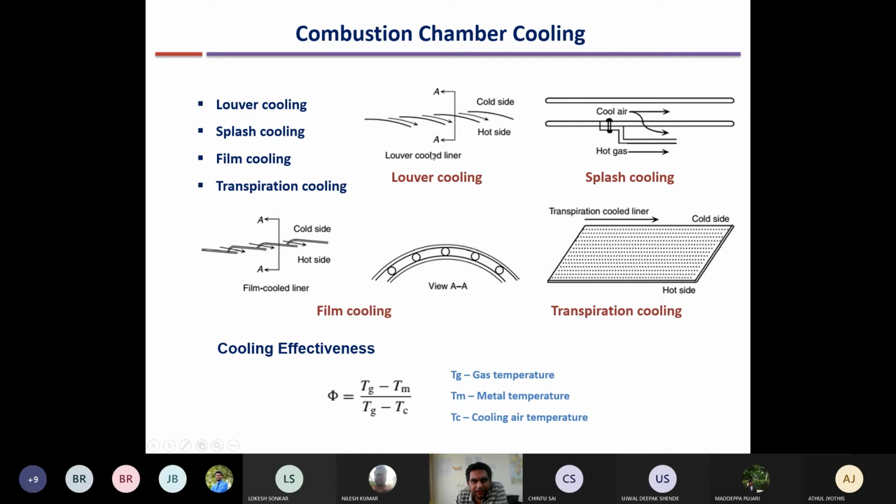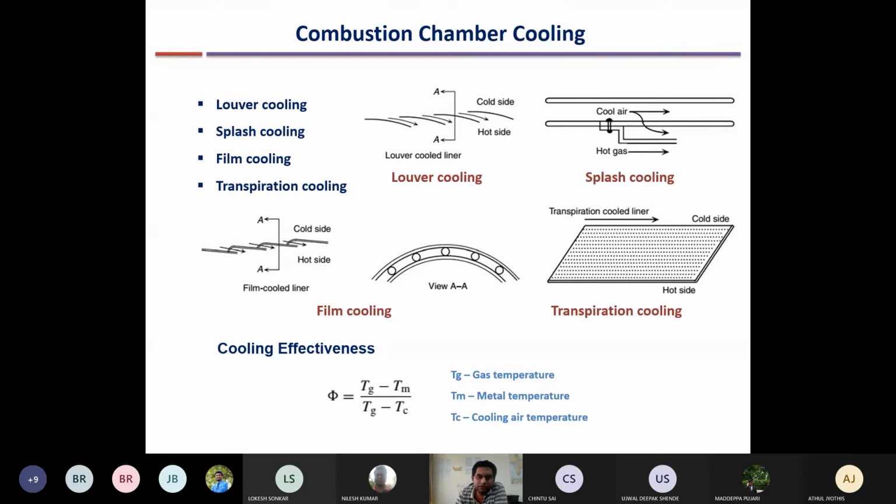Another technique, somewhat similar to louver cooling, is film cooling, but instead of separate cylinders, you have holes in the liner, almost similar to this, but the design is slightly different, such that the flow direction is almost parallel to the combustion chamber liner. It creates a thin film around the liner. Very thin films are created and sustained there, and it creates a barrier between the liner and the hot gases inside.